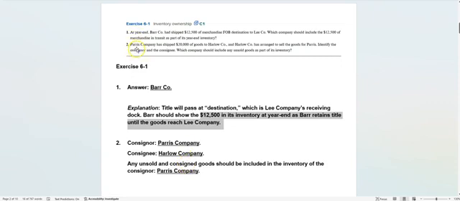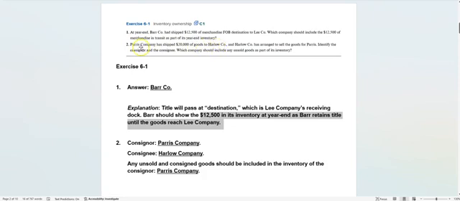Along those same lines, what if Paris Company had shipped $20,000 of goods to Harlow? So Paris shipped the goods to Harlow. Harlow has arranged to sell the goods for Paris. So Paris sent some of their inventory to Harlow, but Harlow is not buying the inventory from Paris. What's happening here is Paris is consigning, physically handing their inventory to a seller.